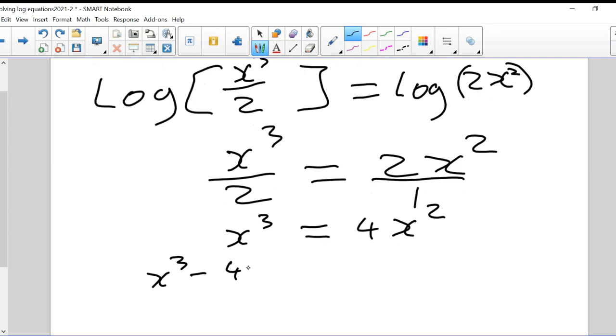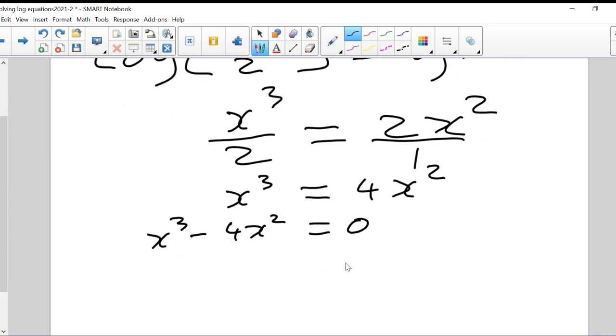X cubed minus 4x squared is equal to 0. Right? It's always generally a better idea when you're solving a polynomial to try to set everything equal to 0 if possible. Okay? So factor out, Ava says, the x squared. I think we should do that. We're going to do exactly that. And what's left when I factor out, as Ava just said, that x squared? What's left inside of the bracket when I factor out that x squared? So the x minus 4, good.